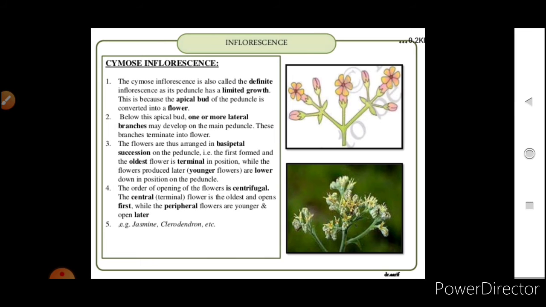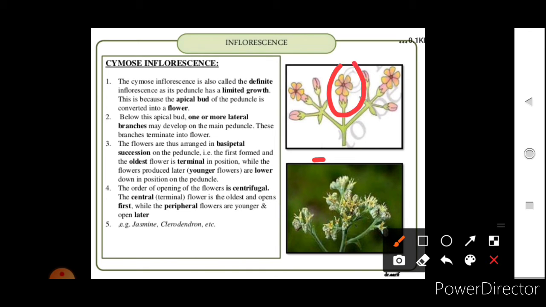Okay, now comes the cymose inflorescence. The cymose inflorescence is called the definite inflorescence as its peduncle has a limited growth. This is because the apical bud of the peduncle is converted into a flower. See here, the apical bud is terminated into the flower. Below this apical bud, one or more lateral branches arise. See this lateral branch and this lateral branch. So one or more lateral branches arise, okay, and may develop on the main peduncle.